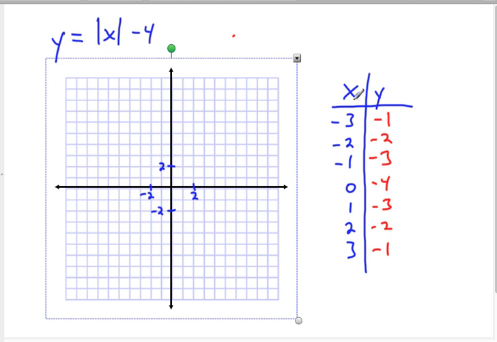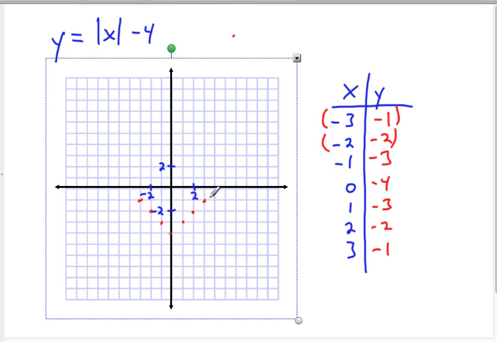Let's graph it. So these are the ordered pairs, right? So we have -3, -1. That's here. -2, -2. It's here. -1, -3. 0, -4. 1, -3. 2, -2. 3, -1.